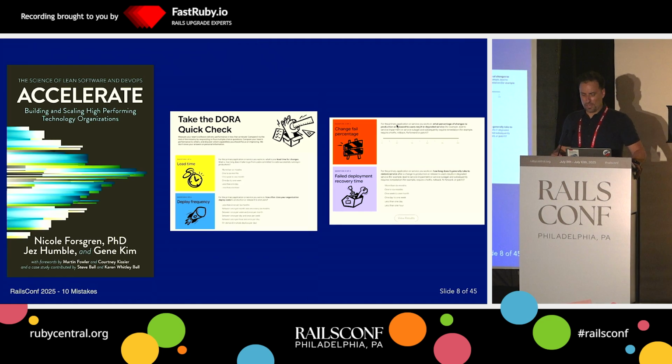This is that Accelerate book I mentioned, and then here's a couple screenshots from the DORA 2-minute quick check, and it covers their 4 primary DevOps metrics: lead time, deployment frequency, change fail percentage, and failed deployment recovery time.